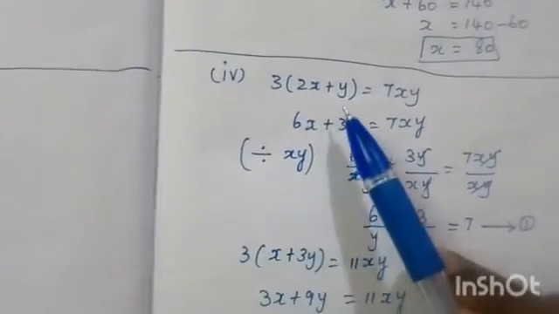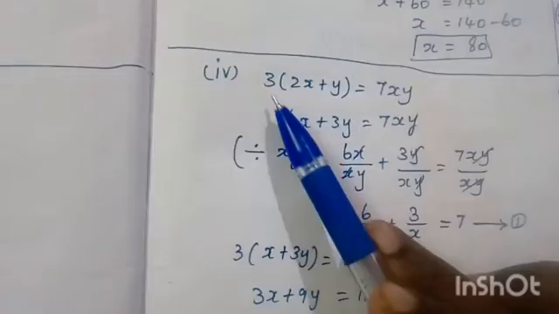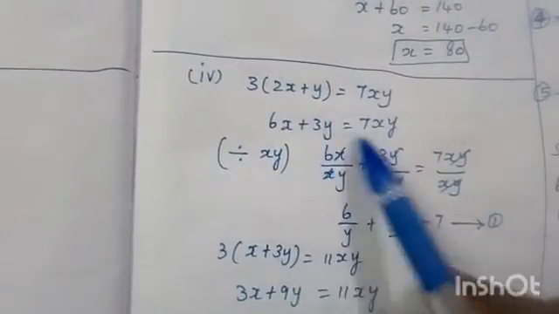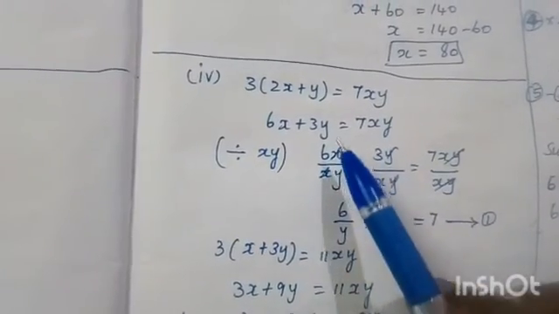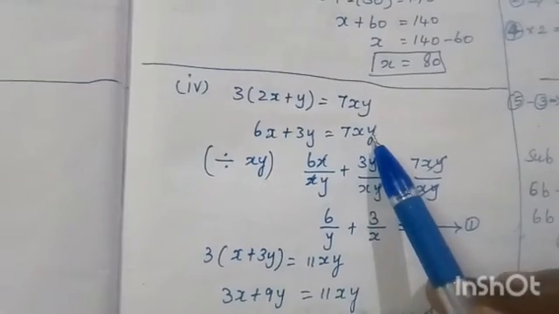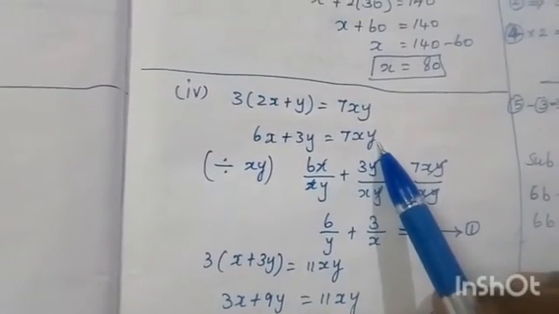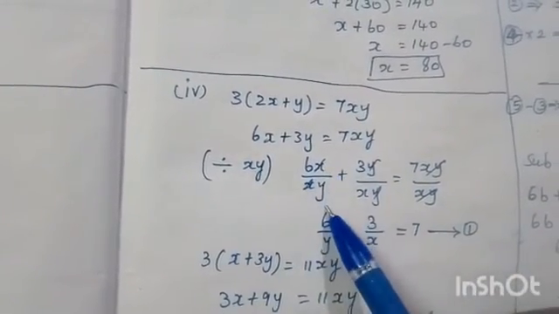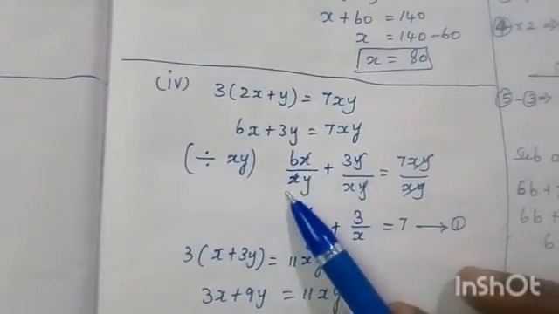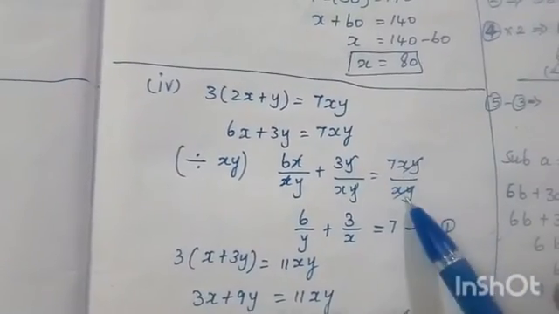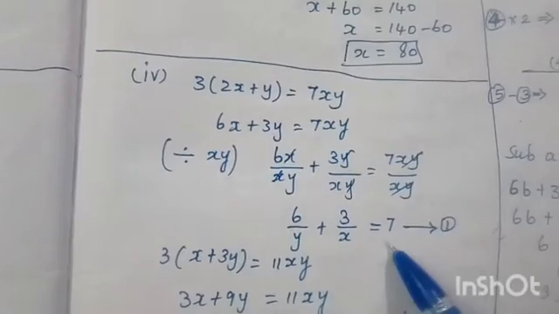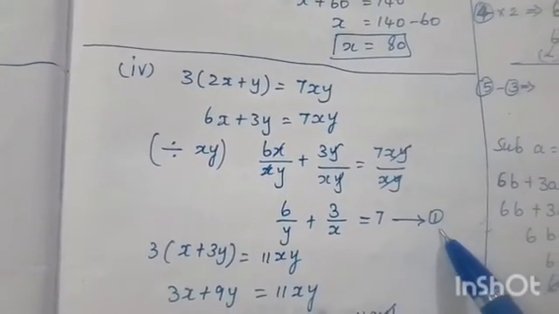Fourth question, 3 into 2x plus y equal to 7xy. So this 3 is common for these two terms. So 3 twos are 6x plus 3y equal to 7xy. Now we need to bring it to the general form. So you have to divide it by xy. The whole equation divided by xy. So 6x by xy plus 3y by xy is equal to 7xy by xy. So x cancels, here y cancels, xy cancels. After cancelling we have 6 by y plus 3 by x is equal to 7. We call it equation number 1.